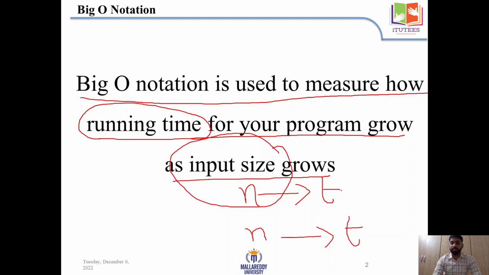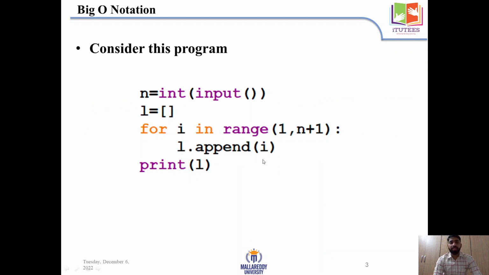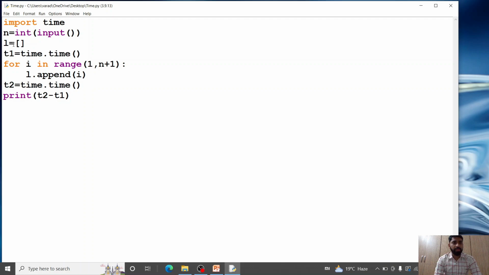Let us discuss one example. Consider this program. Here we read one n value. Now we are going to store the numbers from 1 to n in a list. It's a simple program. For this, we are going to give the n value, and based on this input, the time will vary. First, we execute the program. We take one n value. Now, in this list L, I want to store all the numbers from 1 to n.